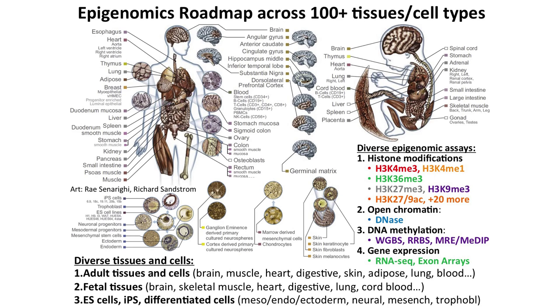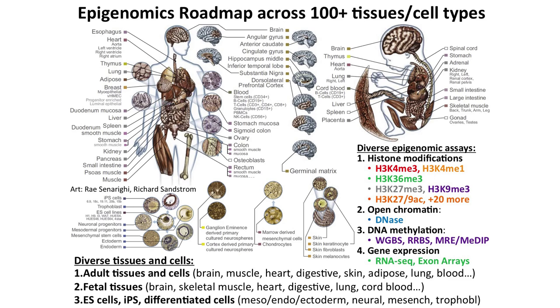So the ENCODE project had mapped a small number of cell types in very deep data sets. And what the Roadmap Epigenomics project has done is try to push this to the next level and try to actually focus on primary tissues and cells from both adult and embryonic developmental stages, as well as ES cells, iPS cells, and ES-derived cells, as well as a large number of primary cell types and cell lines from different individuals.